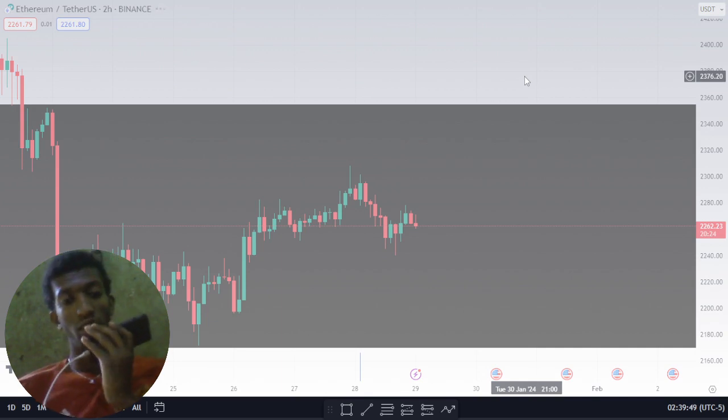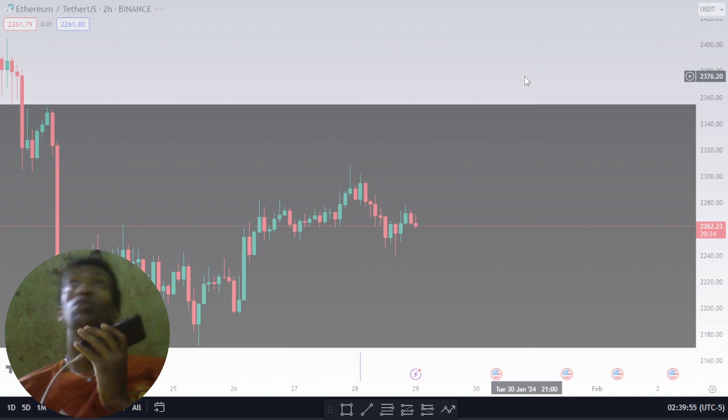So this is how you enter a market. This is how you find setups. This is how you place your take profit. This is how you place your stop loss. Your stop loss is simply below the black box if you are buying. If you are selling, it is above this black box.